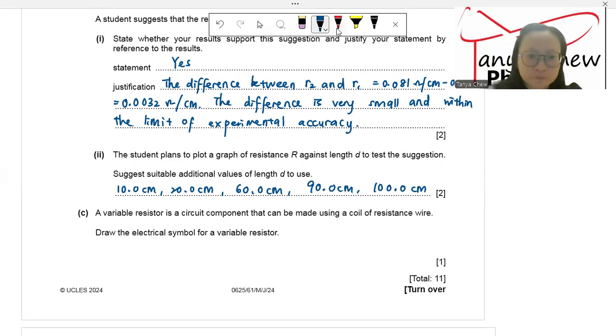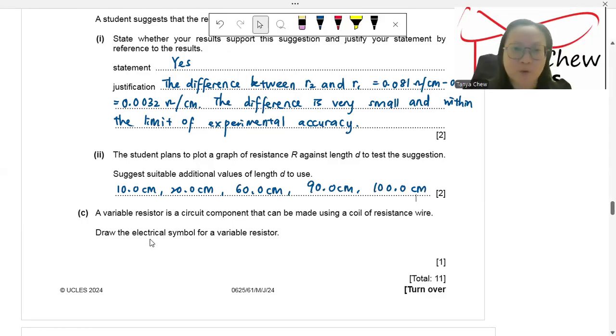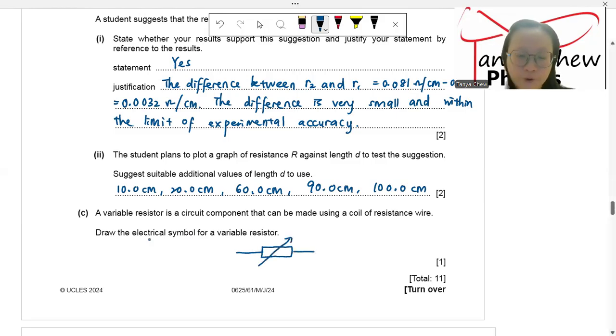Now, C, a variable resistor is a circuit component that can be made using a coil of resistance wire. Draw the circuit symbol for a variable resistor. Variable resistor, remember, a rectangle with an arrow pointing up. Variable, you can vary the resistance, right?